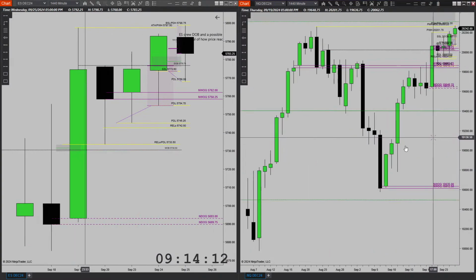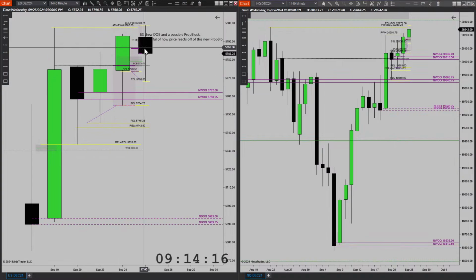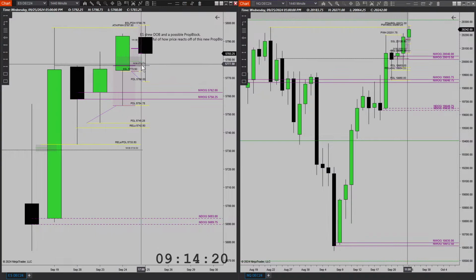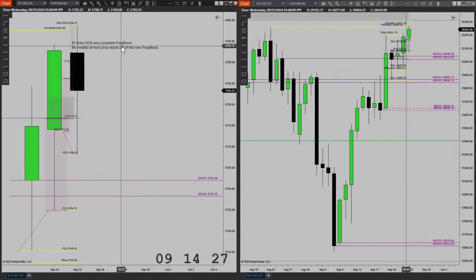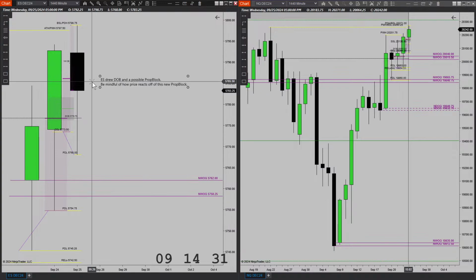Actually, no, just ES. Order block here. This is a propulsion block now, because as you can see, it drew only into, well, above 50% of the range. And that's why I kept this note here to see how price. Like I said, I believe it already drew.